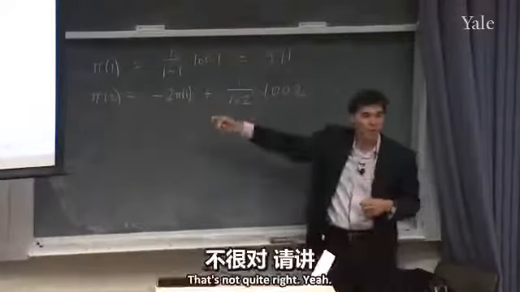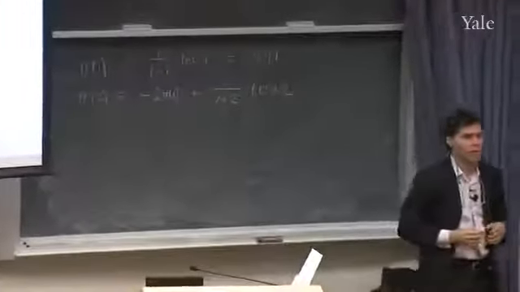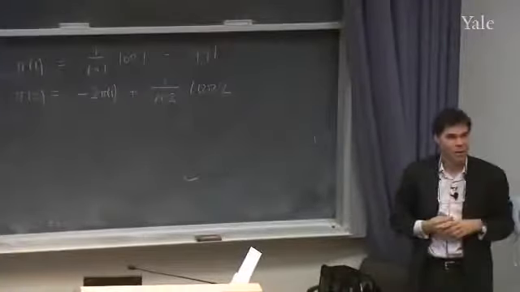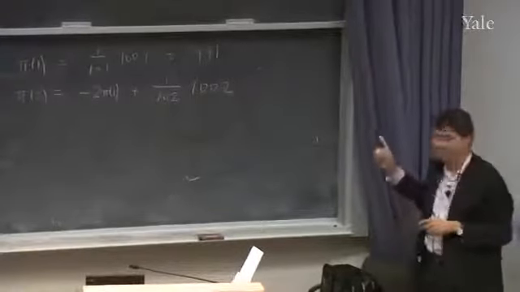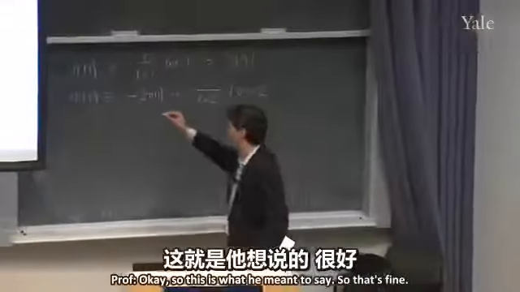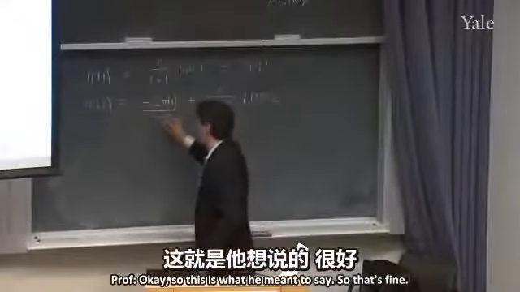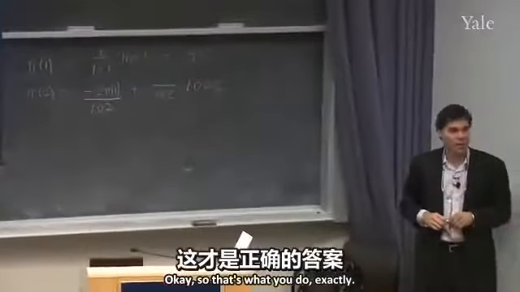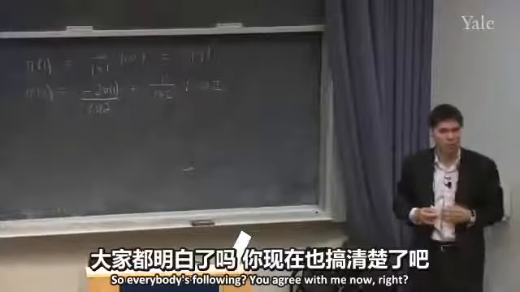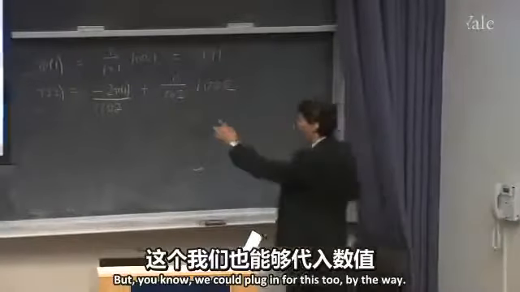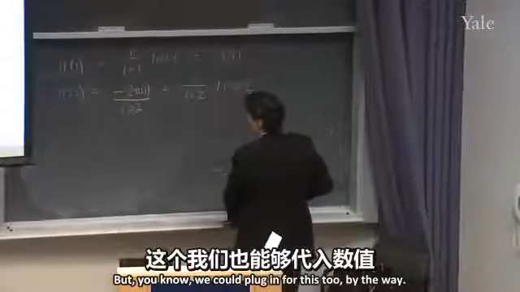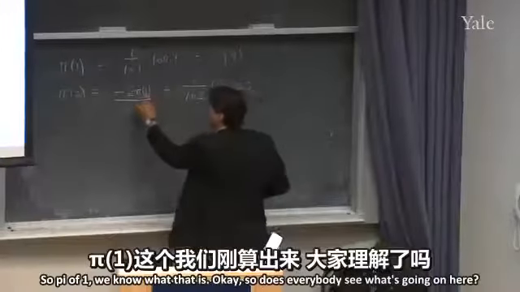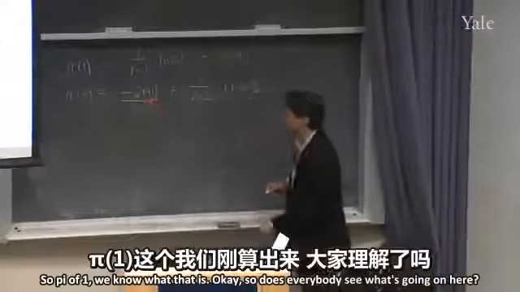That's what you said. That's not quite right. You didn't actually buy $2 trillion. Okay, so this is what he meant to say. So that's fine. Okay, so that's what you do. Exactly. So everybody's following, you agree with me now, right? But we could simplify, we could plug in for this too, by the way. So pi of 1, we know what that is. Okay, so does everybody see what's going on here?